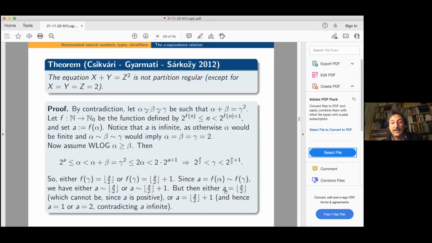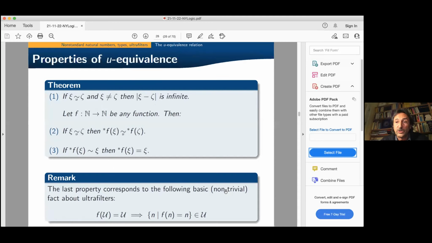Now, a was the value of alpha under the function f, but since alpha and gamma are equivalent, also f of alpha and f of gamma are equivalent. So we have that either a is equivalent to the integer part of a divided by 2 or to the integer part of a divided by 2 plus 1. Now we are using property number 3: if the function of something is equivalent to that something, the two elements must be equal. That is property 3.